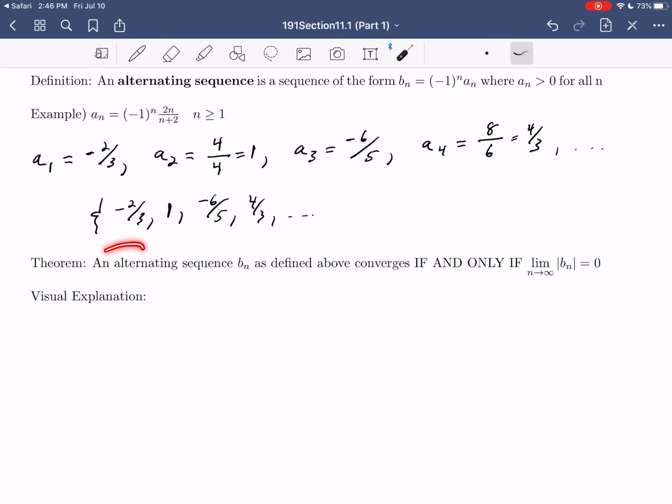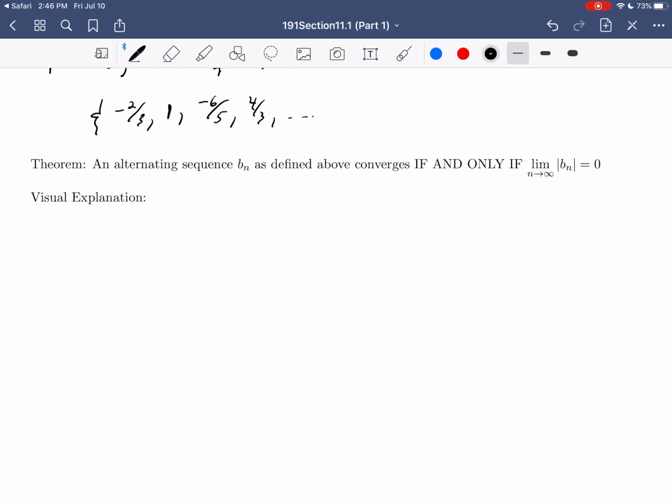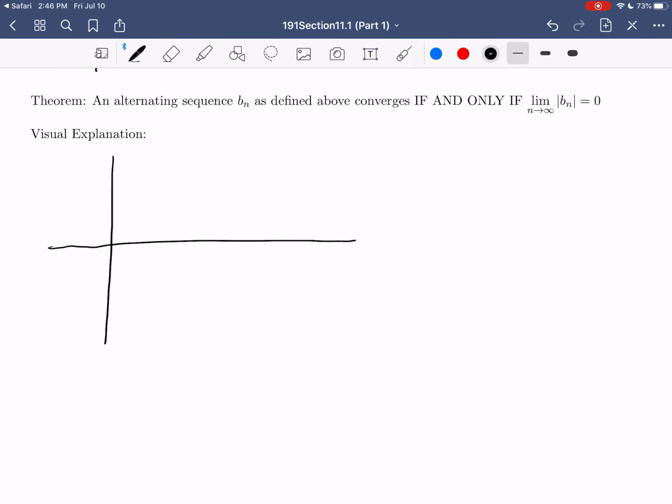So we do have a nice theorem, though, that tells us how to analyze alternating sequences. An alternating sequence b sub n of this form converges if and only if the limit in absolute value is equal to 0. Well, let's give a visual explanation for that. So here's going to be my sort of drawing here.